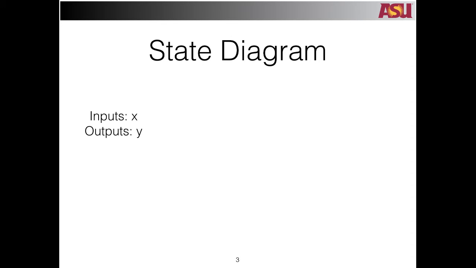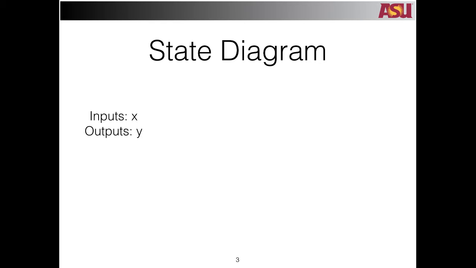So the state diagram that we're looking at is pretty simple. It has one input and one output. So the input is X. You could imagine for this example that a button is connected to the input X. So whenever I press the button, I'll get X is equal to 1. If I release it, then X would be equal to 0.